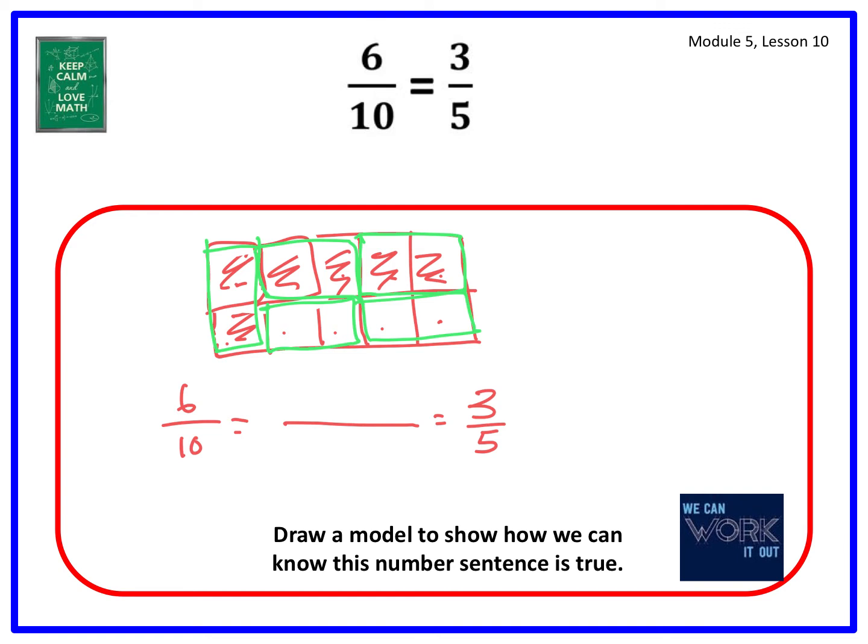So now I have 1, 2, 3, 4, 5 groups of 2, which is my denominator. I'm going to write this in here. Because I divided them and made them into groups of 2, I'm going to divide by 2. And now I have 3 groups that are shaded. So I have 3 groups out of 5 now. I divided both by 2 because if you do the top, you have to do the bottom. And now I've got 3/5.